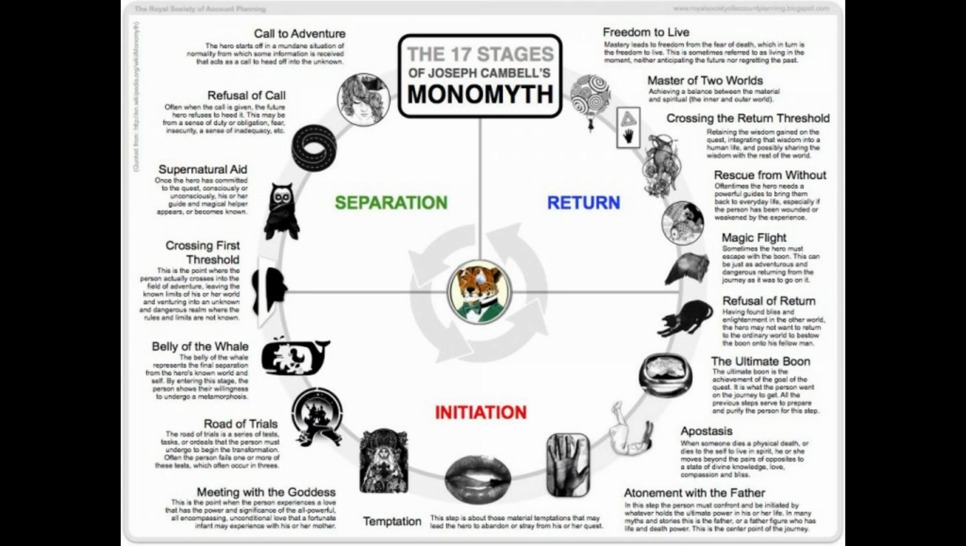Okay, let's start with a brief overview of what the monomyth is. The 17 stages of Joseph Campbell's monomyth. I just downloaded this from the internet to make it easier on myself. I'm not going to go through it all, but we're going to look at it.